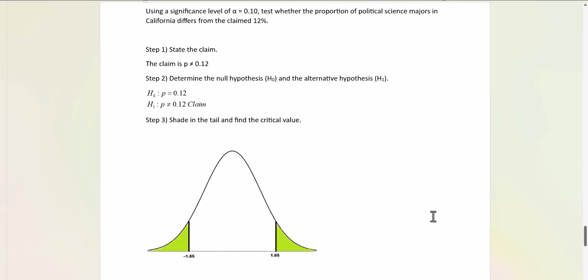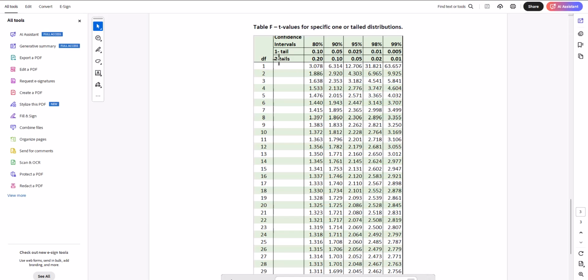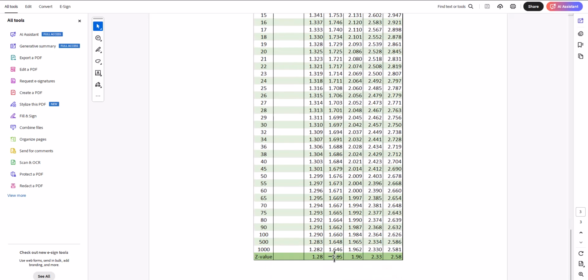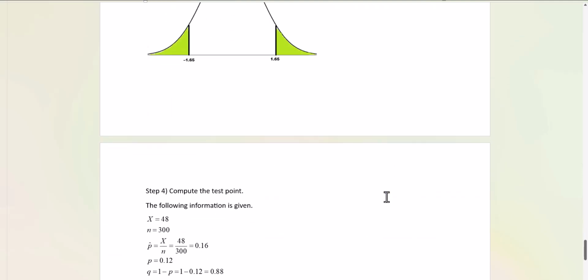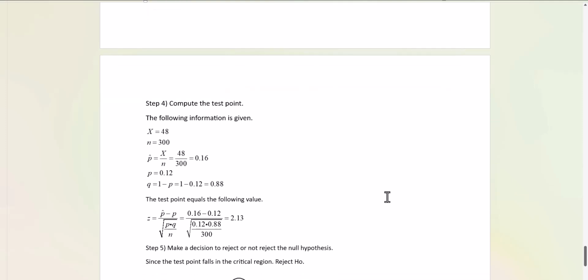And we look up the critical value. It's two tails, alpha is 0.10. Remember, when we test for p, it's always a z-test. So we go down to the last row and we see it's 1.65. The critical values are negative 1.65, positive 1.65. We have to now calculate our test point.